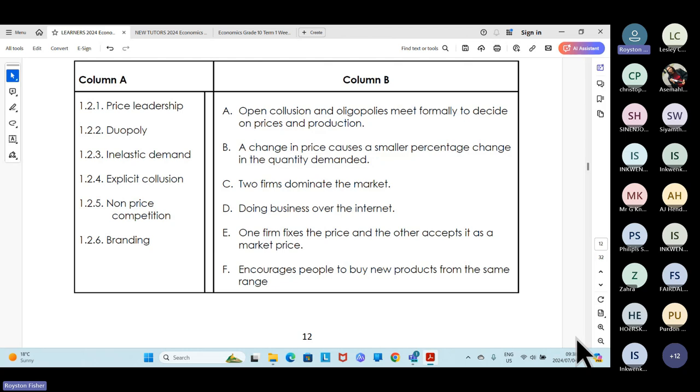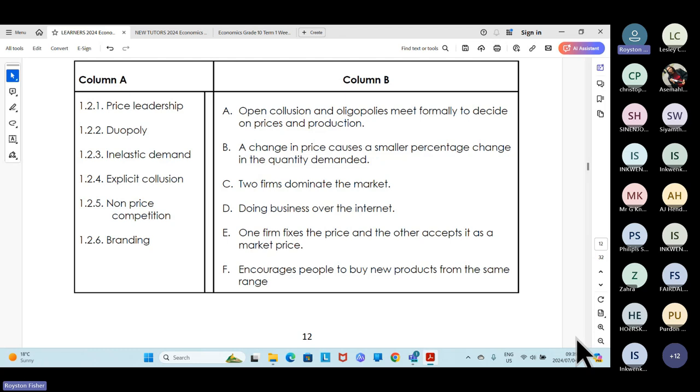1.2.5, non-price competition. Let us read your answers here. Alston River High says it's D. Fairdale says it's F. Santa Claus says it is D. Rosendahl says it is F. Nkulesizwe says it's F. Buren says it's F. Right, so those are the answers that I've received. Balai, I see there that you said it's D, as well as St. Andrews. So those of you that said it's D are correct.